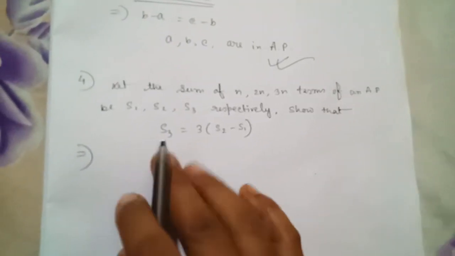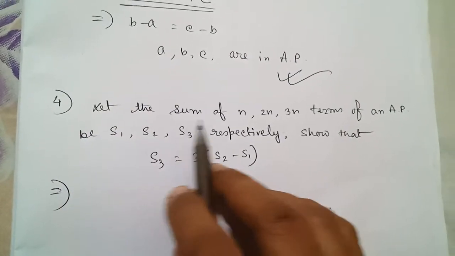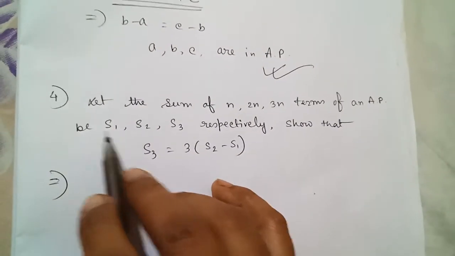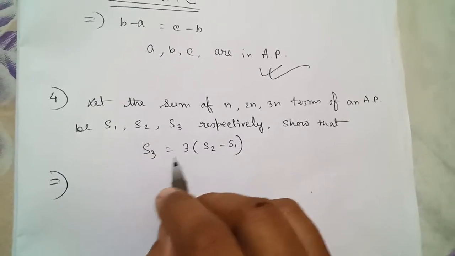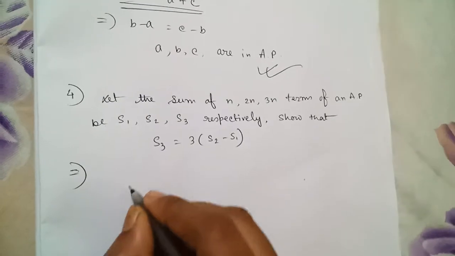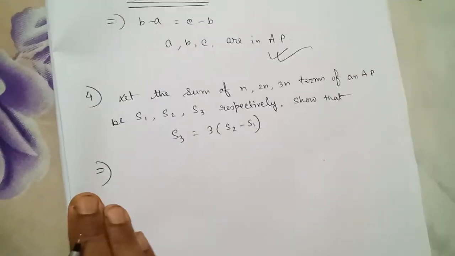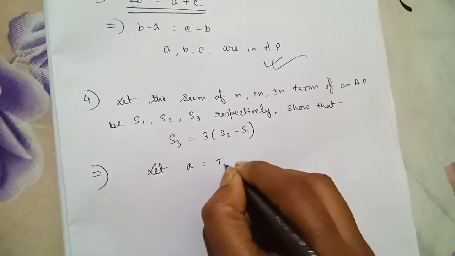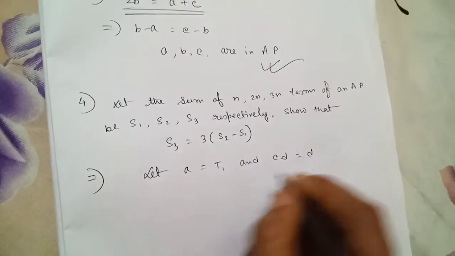I have chosen the fourth question as this: let the sums of n, 2n, 3n terms of an AP be S1, S2, S3 respectively, so that S3 equals 3 into S2 minus S1. First of all, no first term and no common difference is given in the question, so we will assume that. Let a equal the first term and common difference equal d.